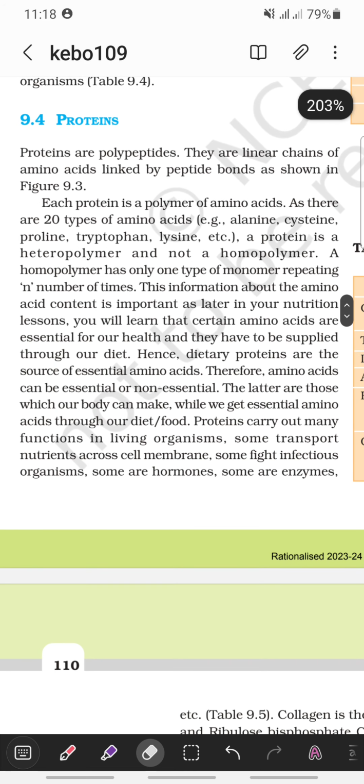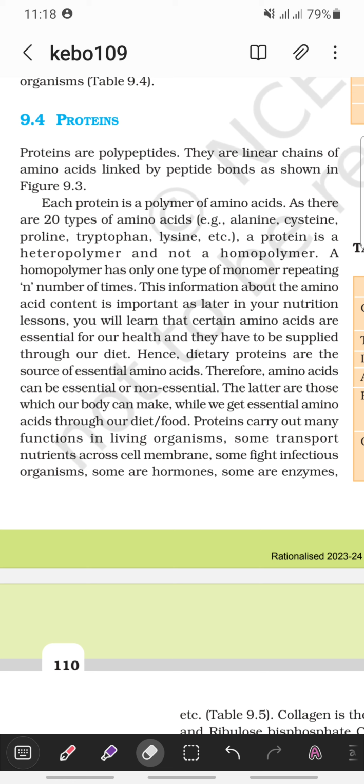Each protein is a polymer of amino acids, as there are 20 types of amino acids. Example: alanine, cysteine, proline, tryptophan, lysine, etc. A protein is a heteropolymer and not a homopolymer. A homopolymer has only one type of monomer repeating n number of times.